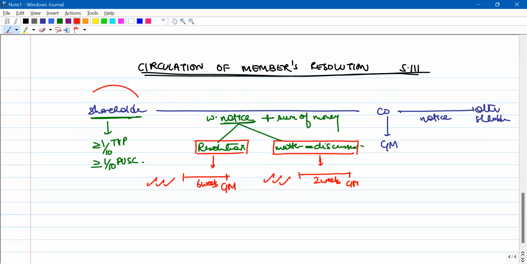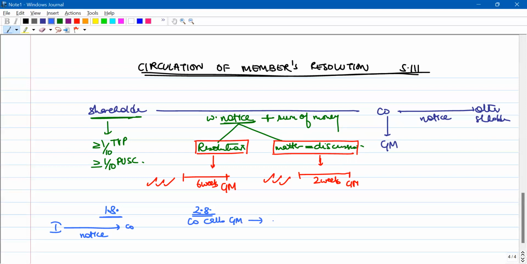So for a resolution, the shareholders should have sent the notice to the company at least 6 weeks before the meeting. And for any other matter, the shareholders should have sent the written notice to the company at least 2 weeks before the meeting. Now listen, a problem may arise. Let us say today is the 1st of August, and as on today, the company has not even declared when the general meeting is going to be held. Company has not even called the meeting till now. On 1st August, I give a notice to the company telling the company that I want to pass a certain resolution. Then what happens is on the very next day, on the 2nd of August, the company calls the meeting.